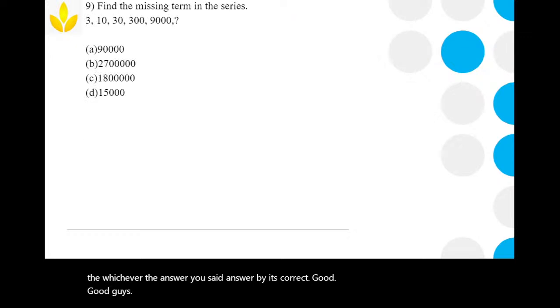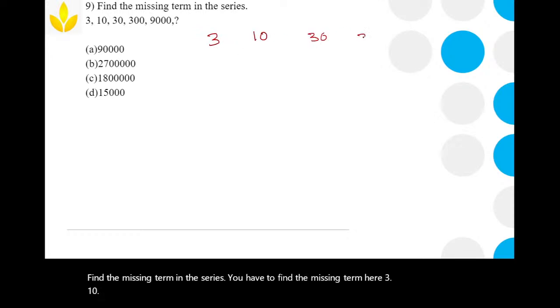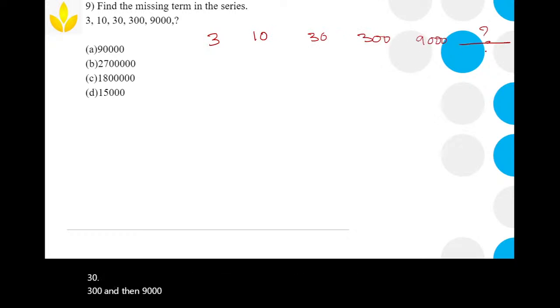Okay. Now try the 9th one. Try this question. Find the missing term in the series. Okay. You have to find a missing term here. 3, 10, 30, 300 and then 9000. After this, which number comes? Yes. Answer. See, reasoning topics will be easier and interesting to solve, right?